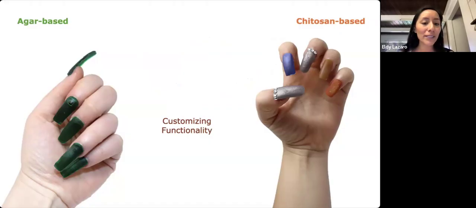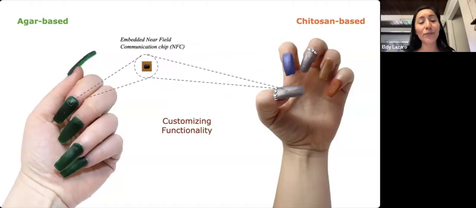For customizing functionality, as mentioned before, we tried embedding electronics or NFCs, which is near field communication chips. It's something that is usually in your credit cards. Now they are made very, very small and they are flexible. So we were able to embed them in the nails as well, just to use our nails also as interactive interfaces.